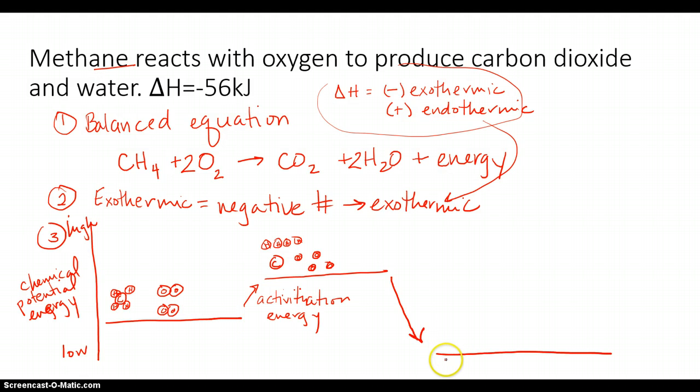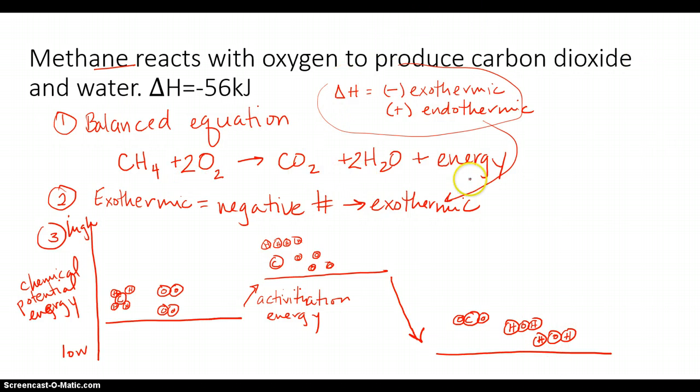So you'll notice that it is at a lower level. It has low chemical potential energy, and I simply draw the particle model. So in this case it is CO2, just one of those, with two H2Os. All right, so that's essentially how to draw a particle model.